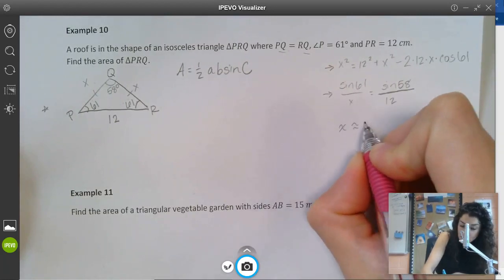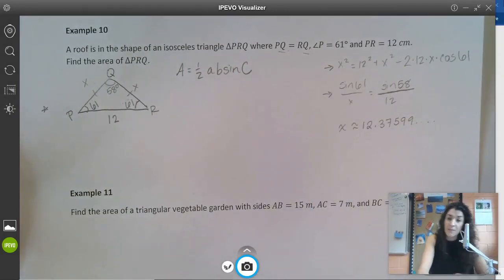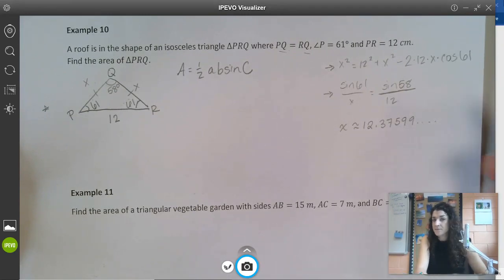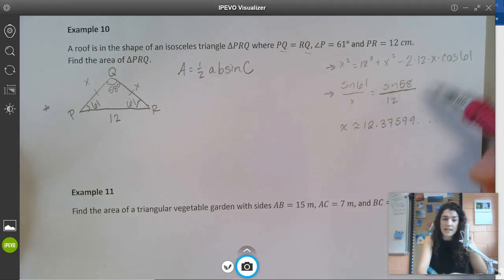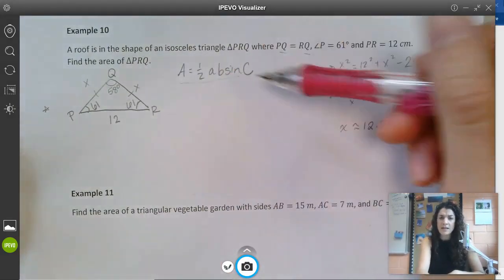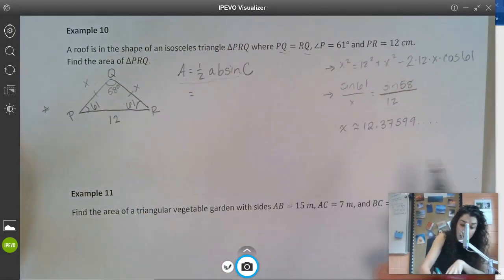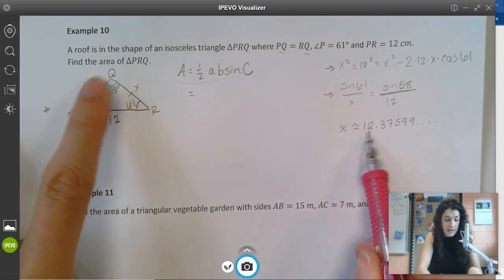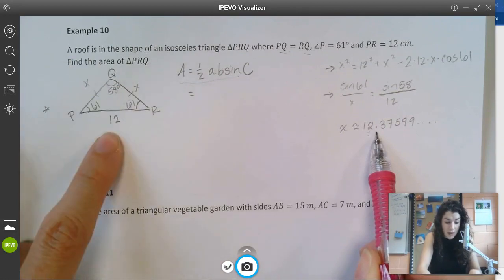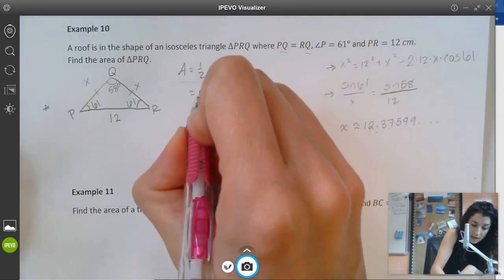We should get that x is approximately 12.37599 and so on. So 3 sig figs would be 12.4. And we are going to use that now in order to solve for the area. I had a moment of, wait, what was I doing? Oh, right. I wrote down the area formula. I need to find the area. Okay, well, now I have all the information I need. I could either do this times the sine of 58, or I could do this times 12 times the sine of 61 divided by 2. It doesn't matter. They will all give you the same answer.